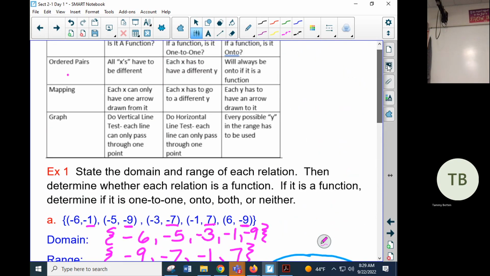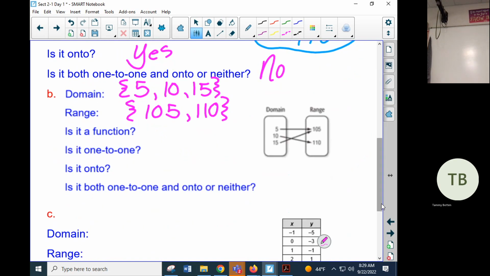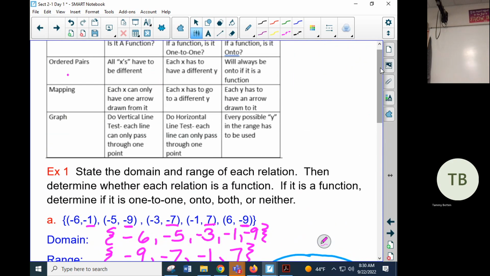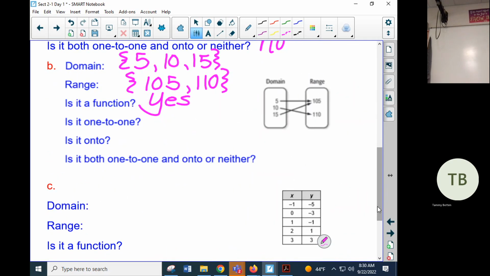So we're going to go to our cheat sheet again. For a mapping to be a function, every x can only have one arrow drawn from it. Every x can only have one arrow drawn, and that's true, right? Each one has one, so yes, it is a function. And then is it one-to-one? So for a mapping to be one-to-one, each x has to go to a different y. Is that true? No. That one goes to 5 and 15. So this is no.